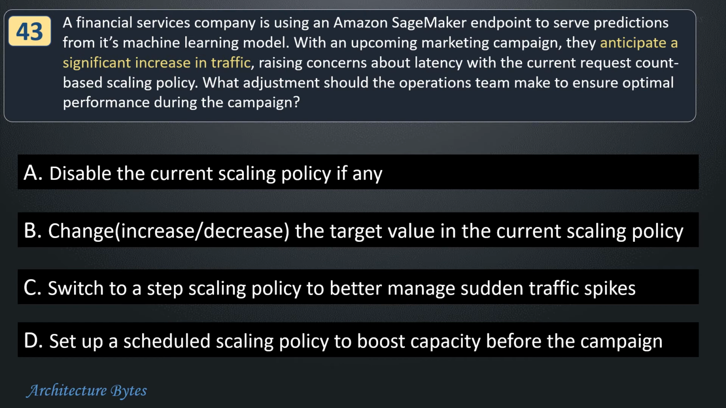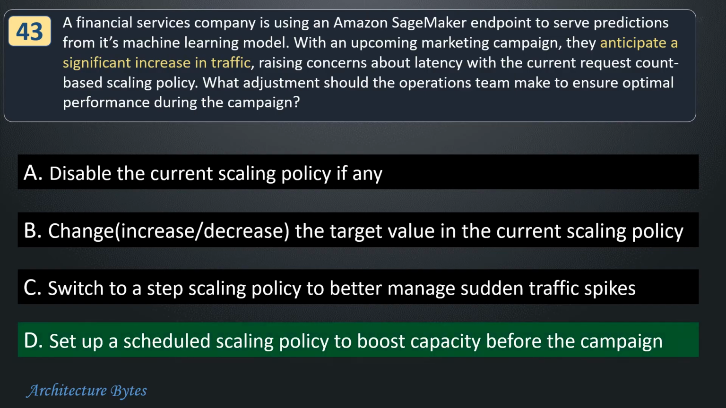Option A. Disable the current scaling policy if any. Option B. Change the target value in the current scaling policy. Option C. Switch to a step scaling policy to better manage sudden traffic spikes. Option D. Set up a scheduled scaling policy to boost capacity before the campaign. Option D is correct here because it proactively adds capacity ahead of the expected traffic spike, and that minimizes latency. None of the other options address this proactive scaling requirement.